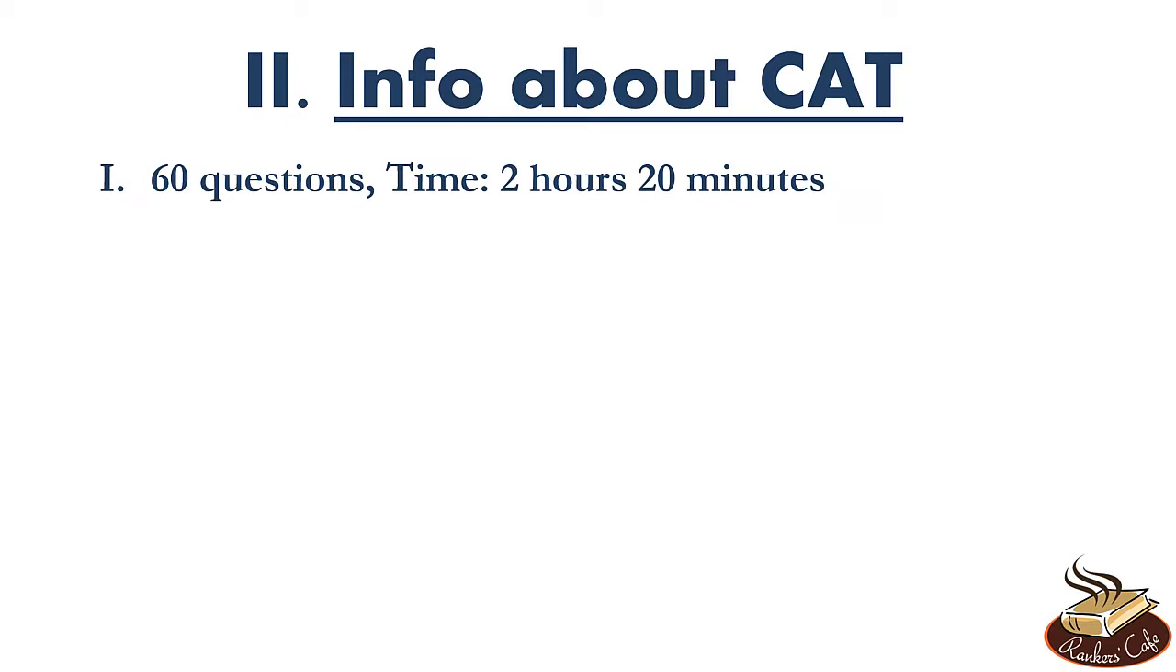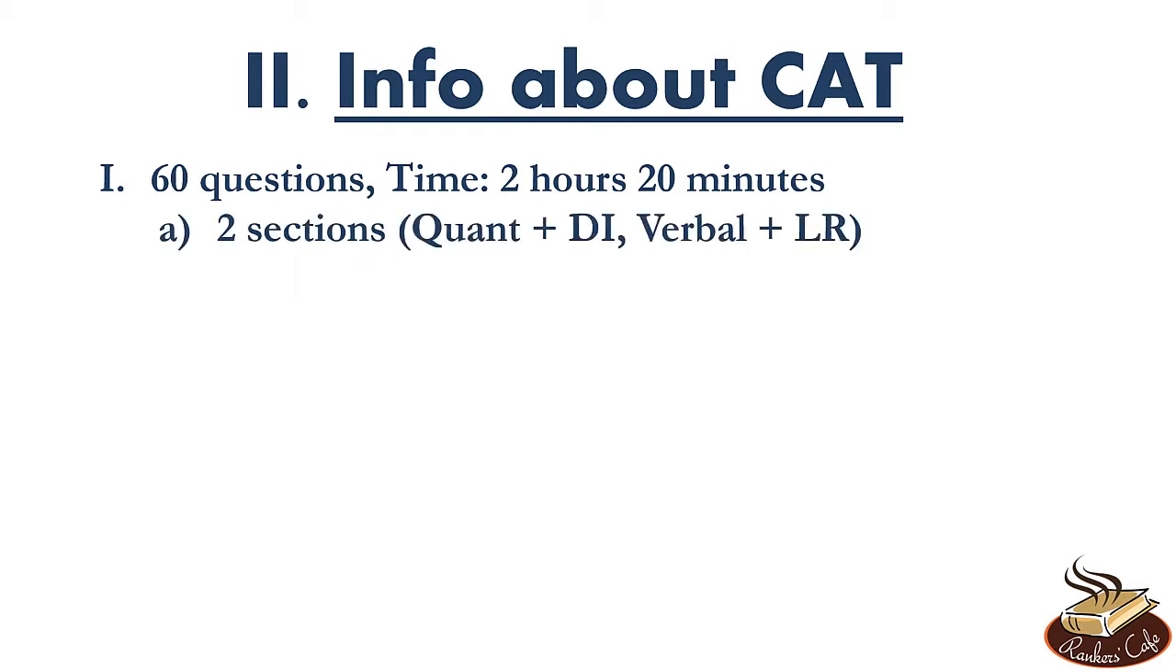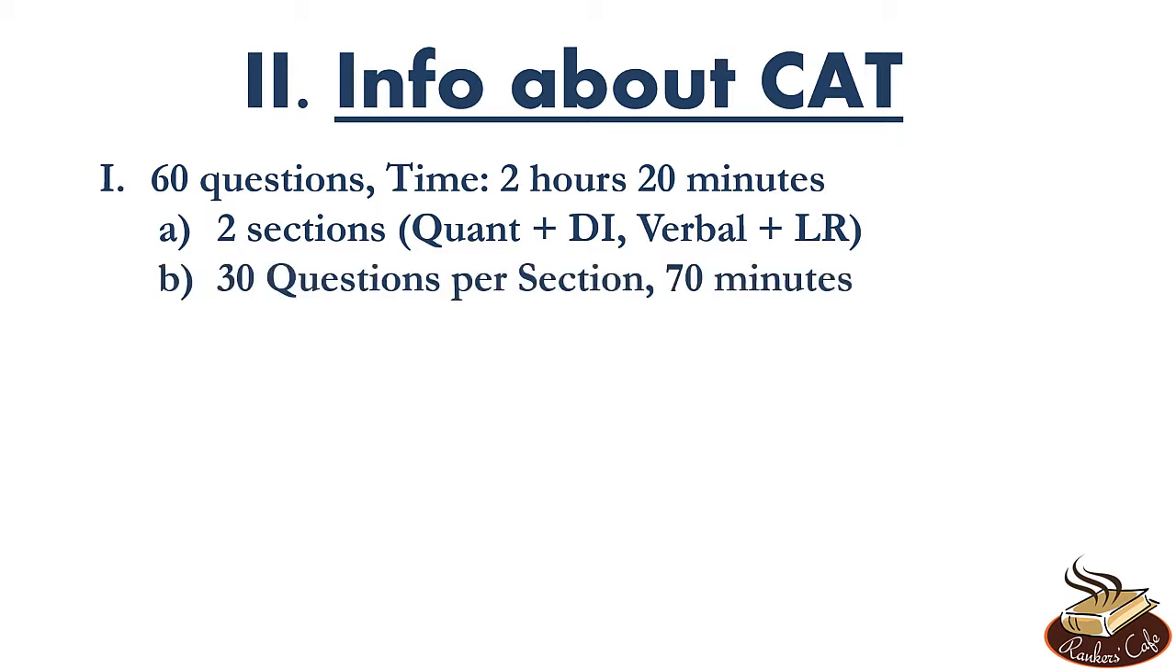Now let's talk about the actual CAT paper. In the CAT paper, you will get 60 questions in all, which you need to answer in 2 hours 20 minutes. The paper is divided into two sections, Quant and DI in one section, and verbal ability and logical reasoning in the other section. Both sections consist of 30 questions, and you get 70 minutes, that is 1 hour 10 minutes, to answer a particular section.